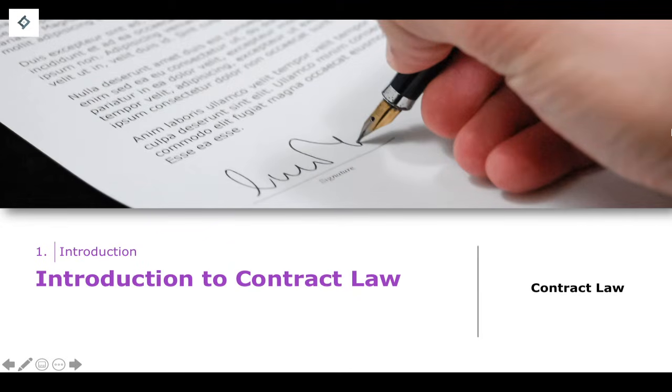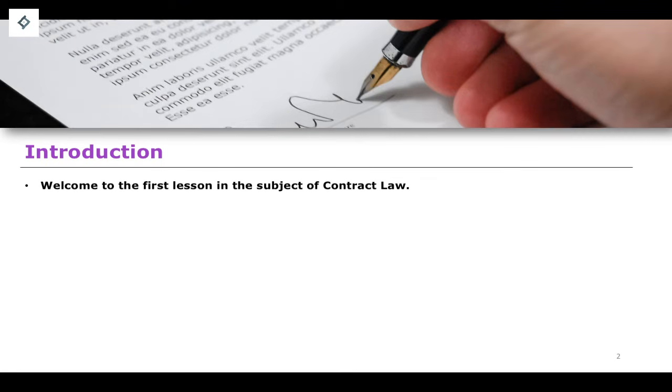Hello, everybody, and welcome to our first lesson in the study of contract law. In this lesson, we're going to take an introduction to the subject of contract law, looking at the importance of it within the general legal system of England and Wales. And then we're also going to outline the structure and the scope for this series in more detail.